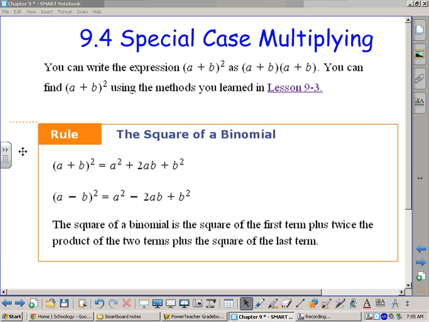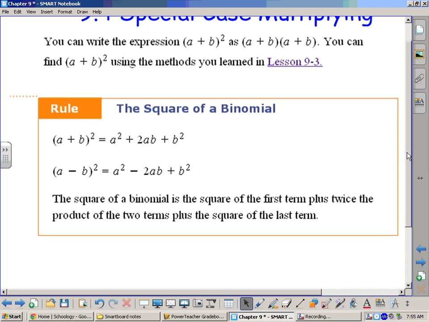We're going to be doing what's called special case multiplying, which is section 9.4. This will be the last section before we take a quiz on Monday. So you will work on some problems on this tomorrow and hopefully understand it well enough that we can be prepared for a quiz on Monday.